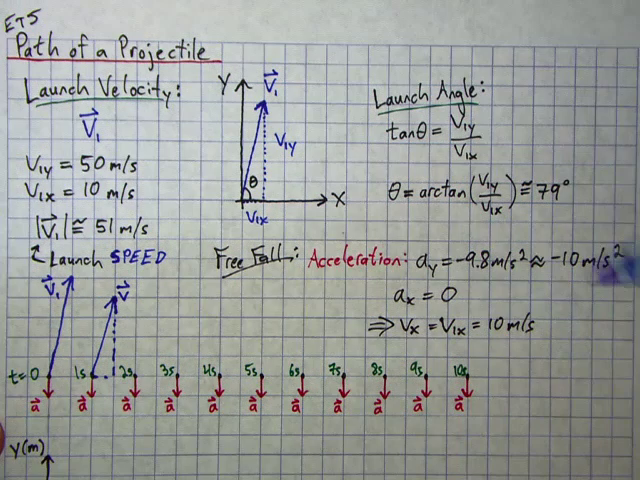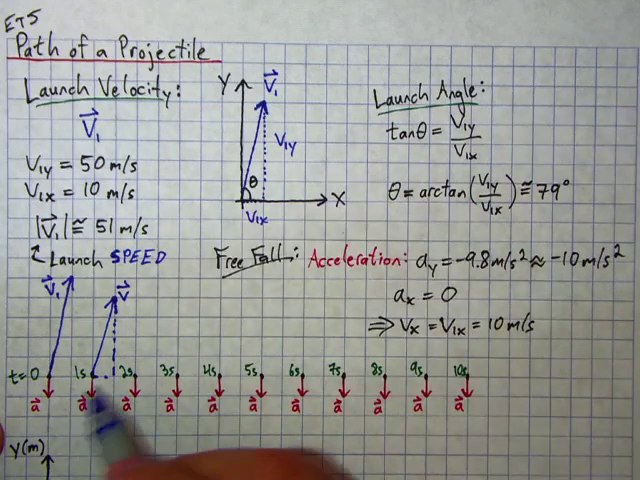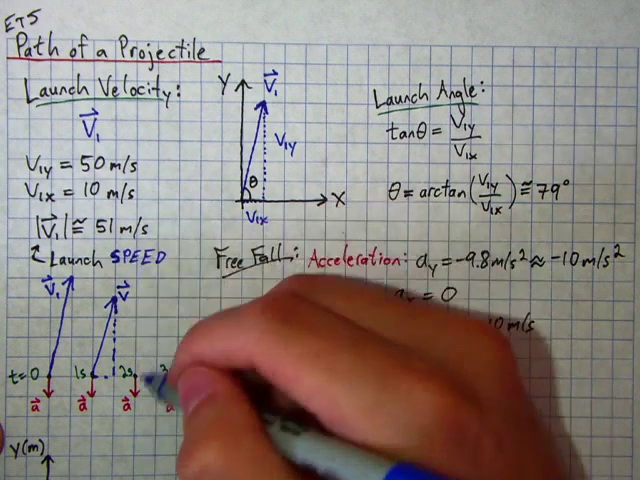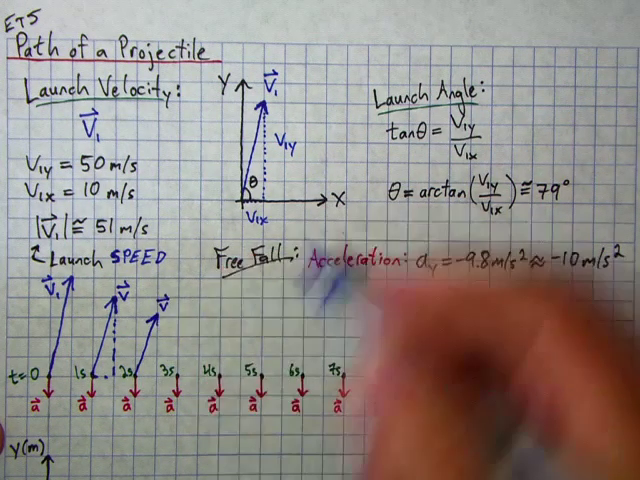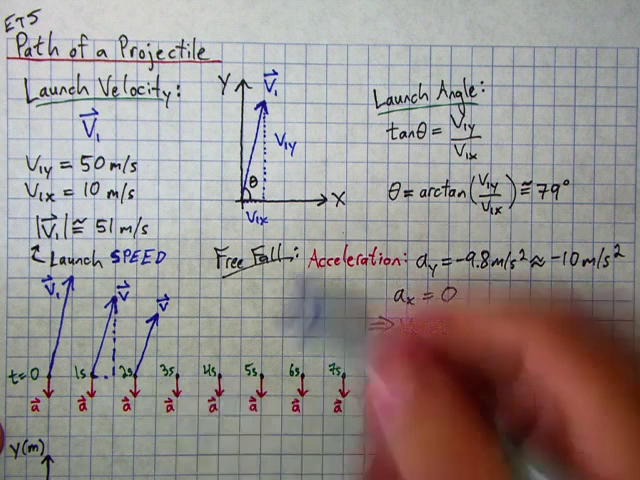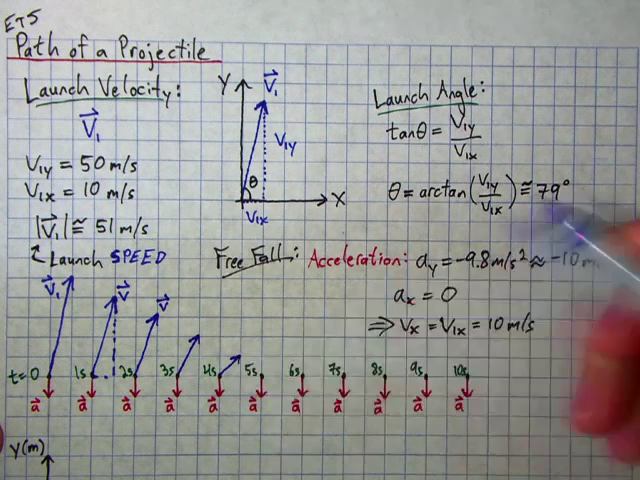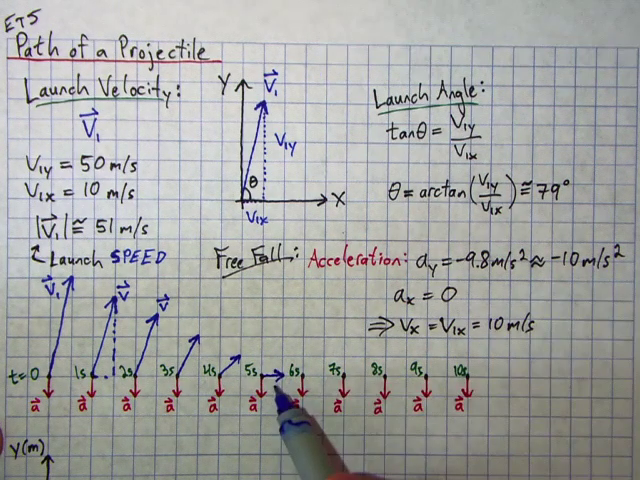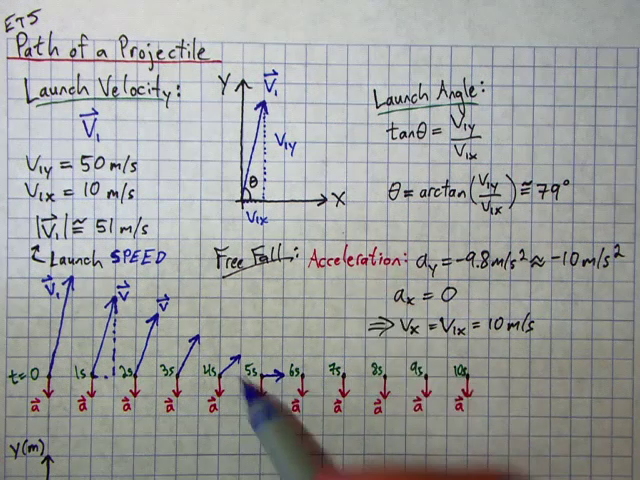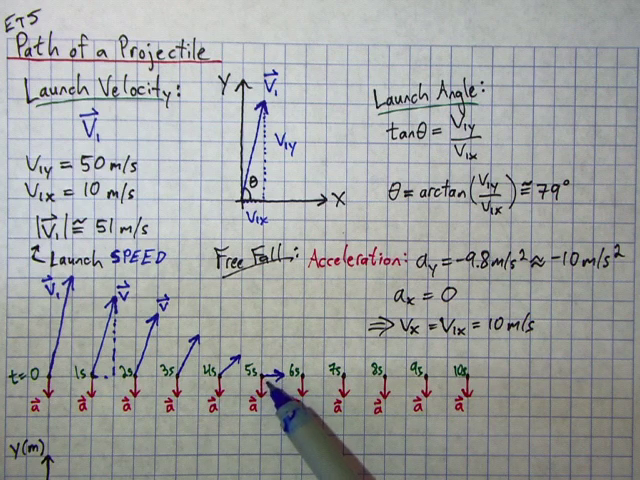And that's going to continue. Every second, the y component of the velocity is going to decrease by 10 meters per second, but the x component of the velocity is going to stay the same. So 2 seconds after launch, the y component of velocity will be 30 meters per second. The x component is still 10. Then the y component decreases again and again until at about 5 seconds in, we're going to be near the top of the motion at this point. The y component of the velocity is 0. You're moving only in the x direction.